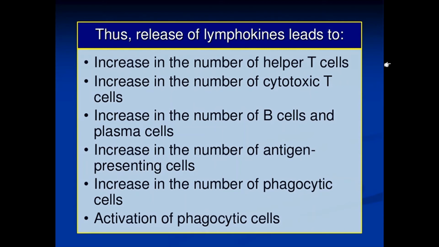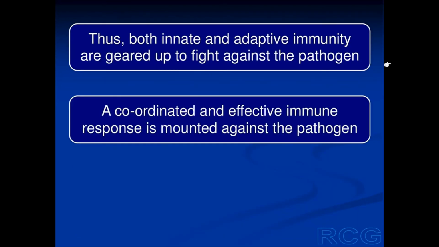Thus the release of these cytokines leads to various cascade steps, and this leads to an increase in the number of helper T cells, an increase in the number of cytotoxic T cells, an increase in the number of B cells and plasma cells, an increase in the number of antigen presenting cells, an increase in the number of phagocytic cells, and the activation of those phagocytic cells. Thus both innate and adaptive immunity are generated to fight against the pathogens, and a coordinated and effective immune response is mounted against the pathogens.